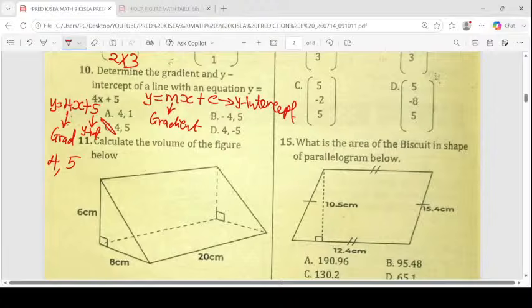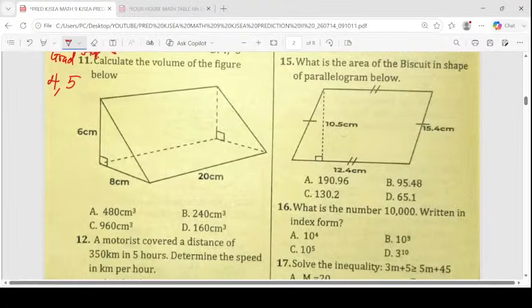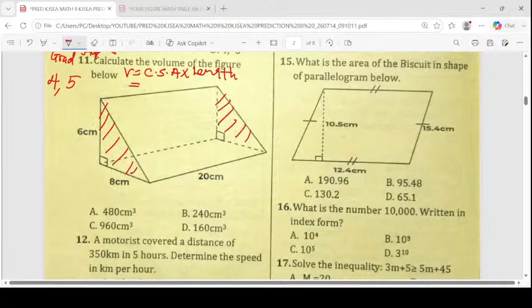Choice C for cat. Let me have a look at question number 11 now. Calculate the volume of the figure below. When you look at this volume, this one is a square base. The formula will be cross-sectional area times length. We are going to say volume is equivalent to the cross-sectional area times the length. The cross-sectional area is this triangular part because it appears twice, you can see.